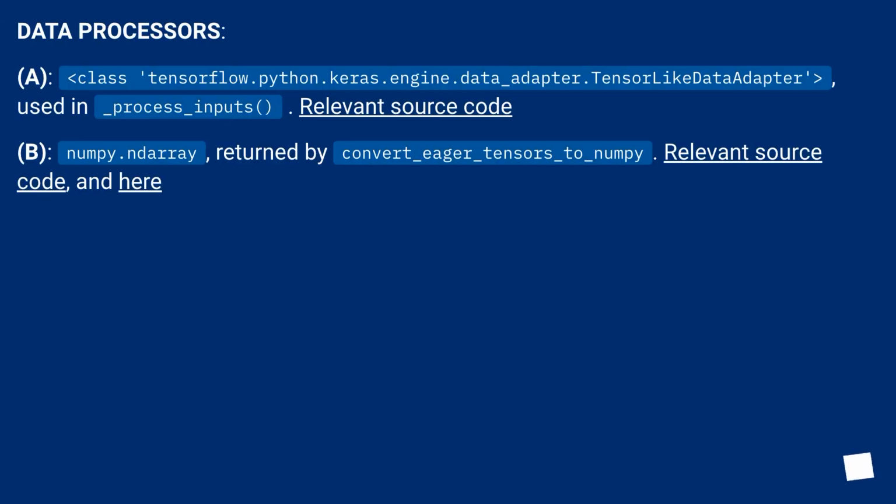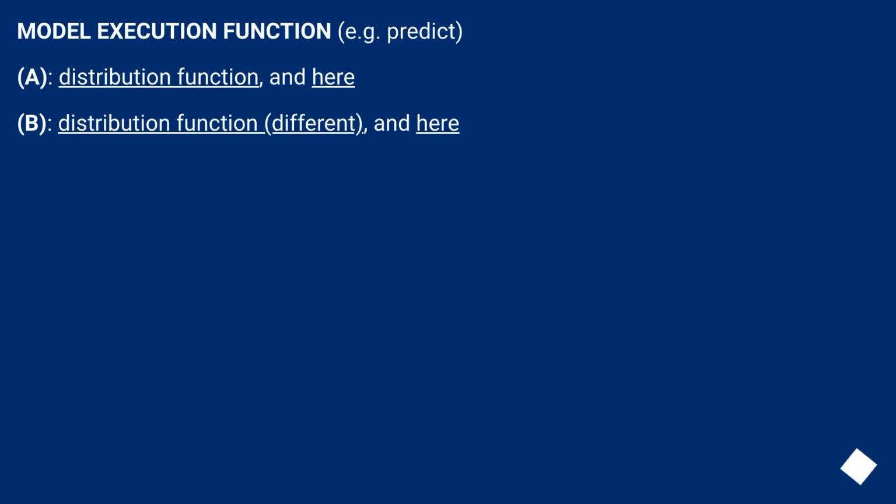Data processors. A. Class tensorflow.python.keras.engine.data_adapter.TensorLikeDataAdapter, used in _process_inputs. Relevant source code. B. numpy.ndarray, returned by convert_eager_tensors_to_numpy. Relevant source code, and here. Model execution function, for example predict. A. Distribution function, and here. B. Distribution function, different, and here.